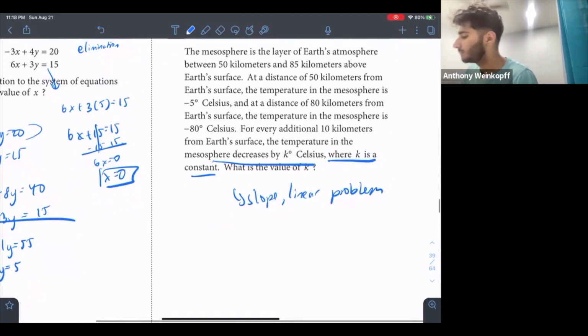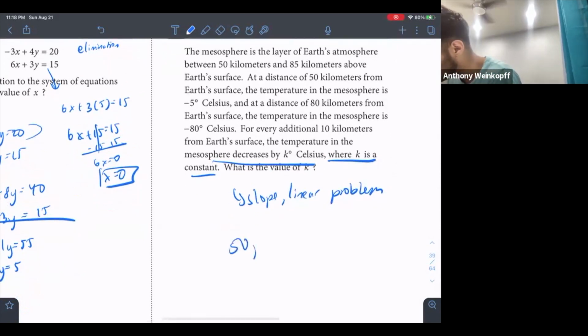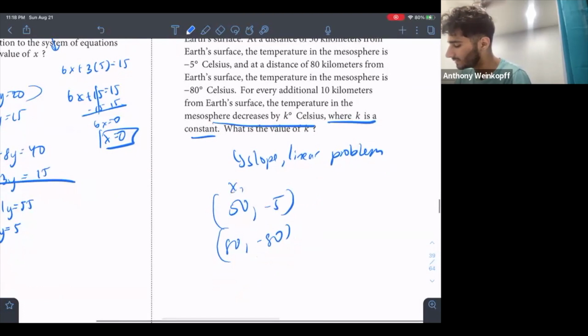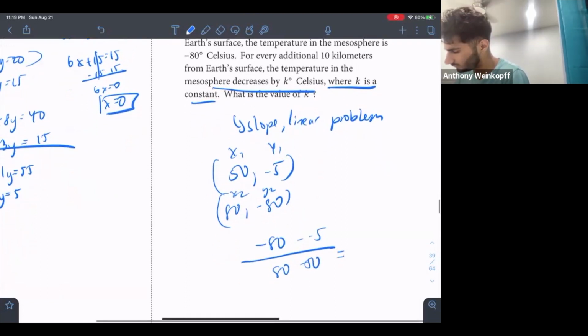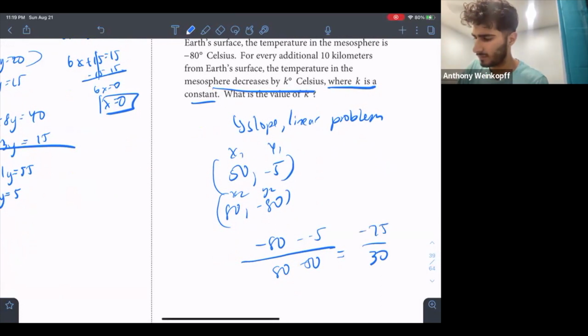And they give you data points. At a distance of 50, the temperature is -5. And then at 80, it's -80. So what we can do is x1, y1, x2, y2. So we can do -80 minus -5, and then 80 minus 50. And so we could have 30, and then -75.